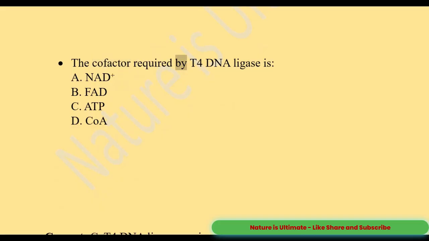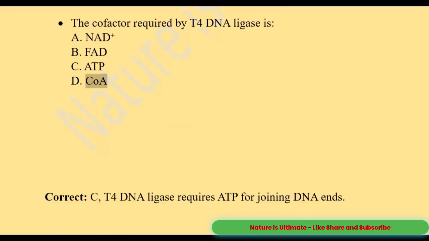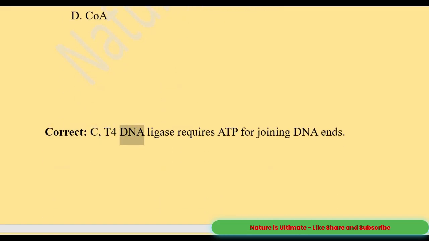The cofactor required by T4 DNA ligase is: A. NAD. B. FAD. C. ATP. D. CoA. Correct: C. T4 DNA ligase requires ATP for joining DNA ends.